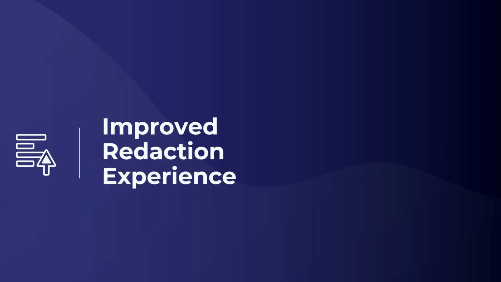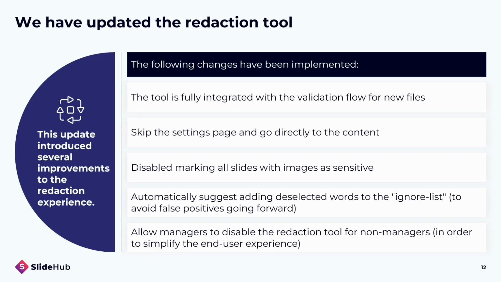Improve redaction experience. We have updated the redaction tool. This update introduced several improvements to the redaction experience. The following changes have been implemented. The tool is now fully integrated with the validation flow for new files. You can skip the settings page and go directly to the content. We have disabled marking all slides with images as sensitive. And we automatically suggest adding deselected words to the ignore list to avoid false positives going forward.